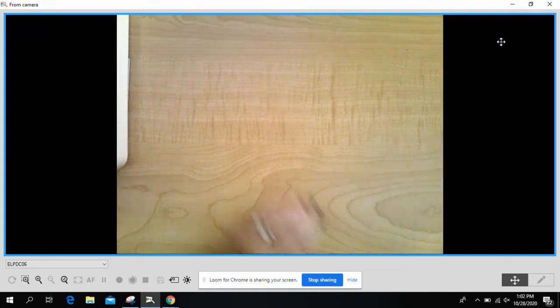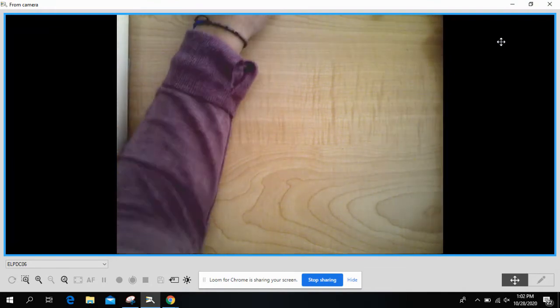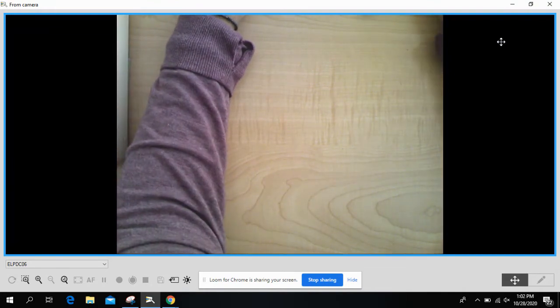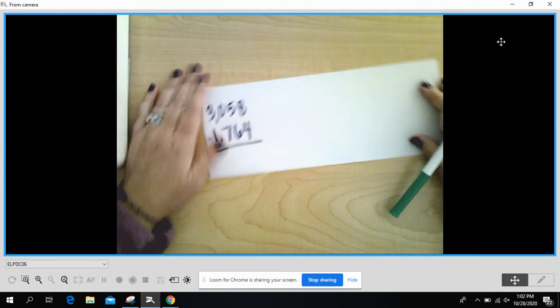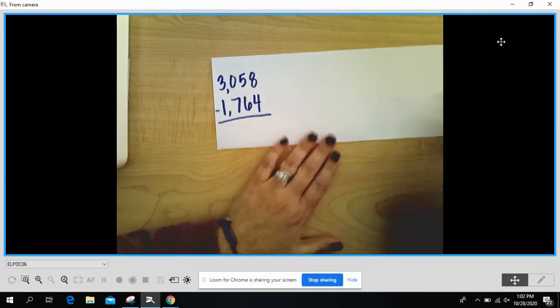So the same thing applies when we have numbers that are 4 digits. If numbers are 4 digits, they go up to the thousands place. So let's look at this one.